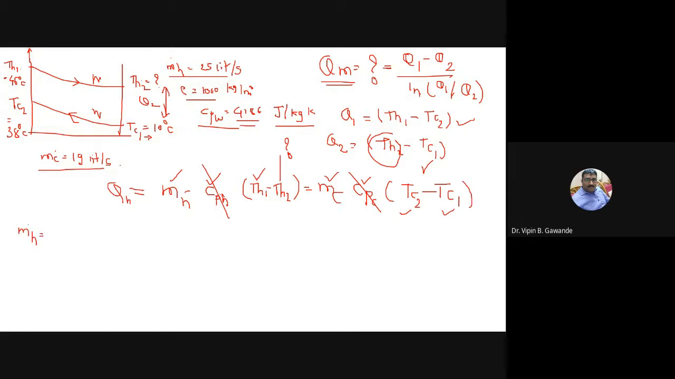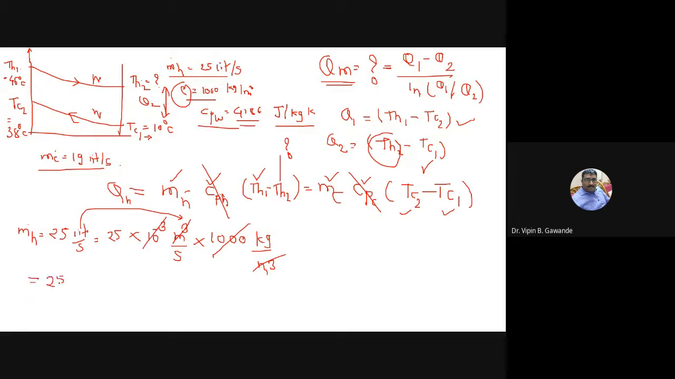MH is given as 25 liters per second. Now 1 liter is equal to 10^-3 meter cube, so I have converted liter into meter cube per second. Now I have to convert this into kg per second, so I will multiply by density. Density is given as 1000 kg per meter cube. The meter cube gets cancelled, and the 10^3 and 10^-3 cancel, so MH will be 25. Now what will remain here?